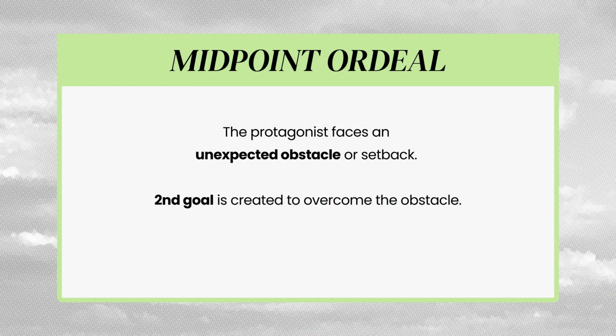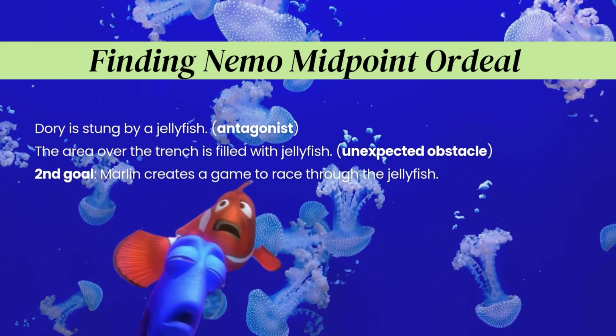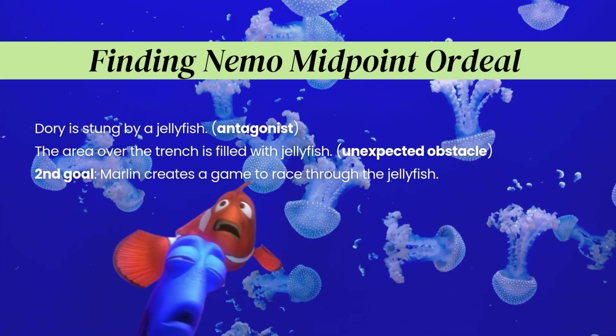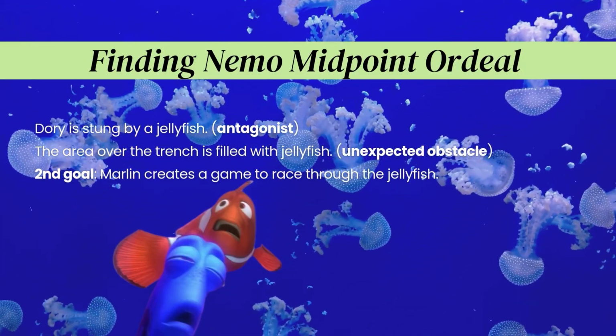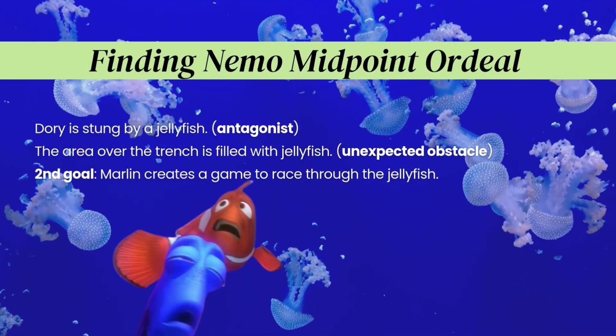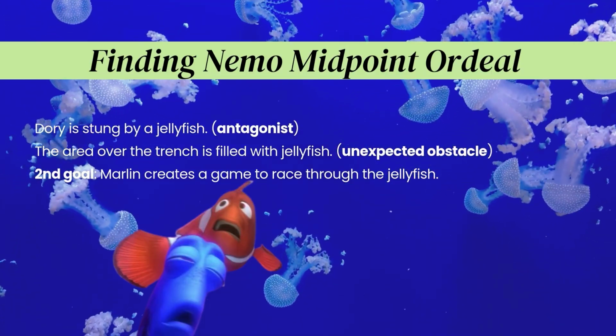Then we hit our midpoint ordeal. The protagonist faces an unexpected obstacle or setback, and a second goal is created to overcome that obstacle. The obstacle is the trench and then the jellyfish. Dory is stung by a jellyfish. And the second goal is Marlin creates a game to race through the jellyfish and get safely through that zone.